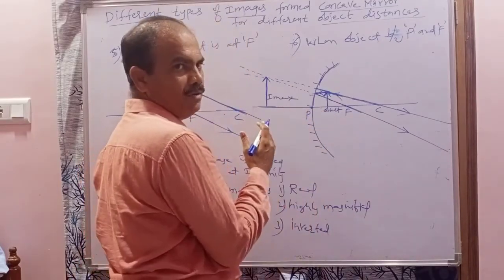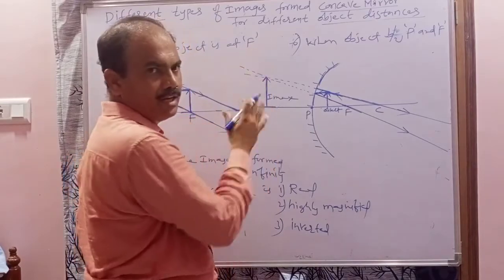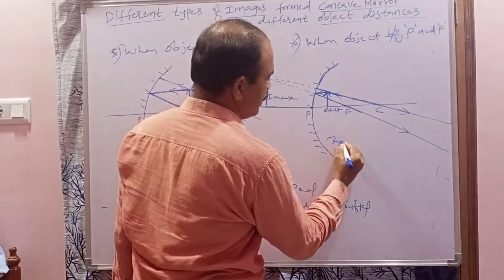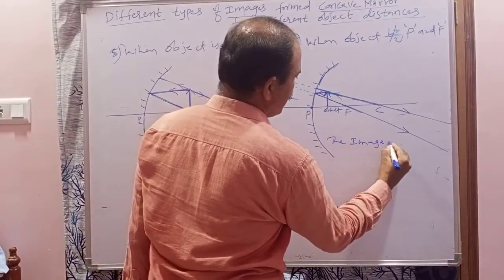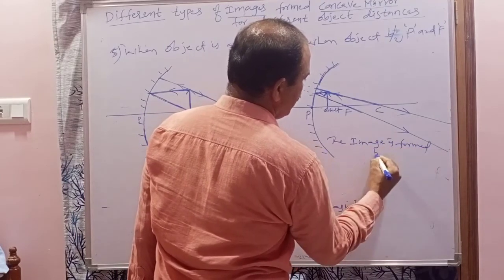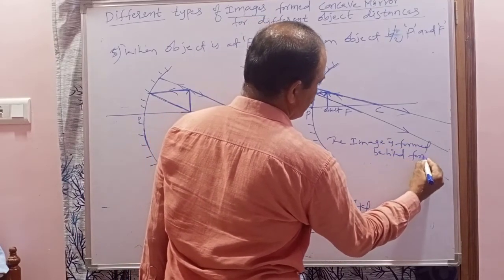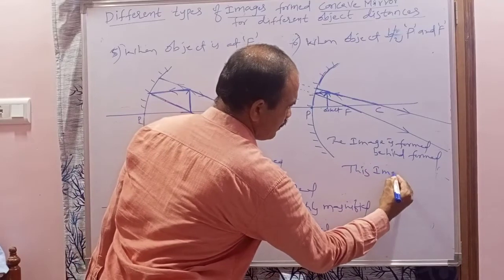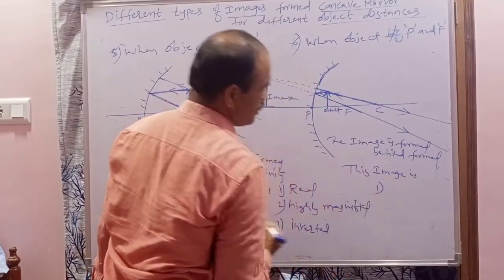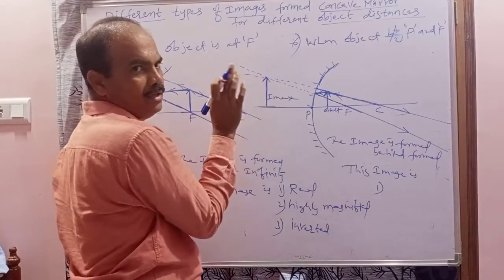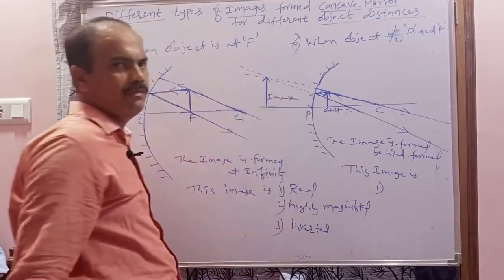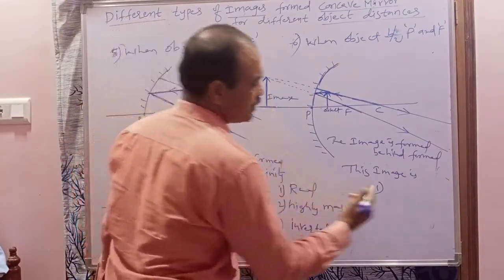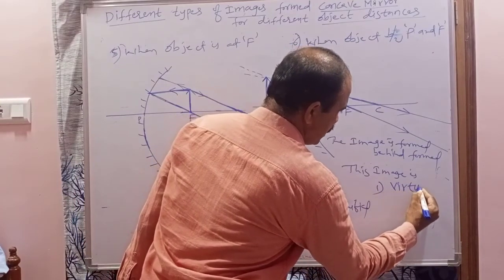Now where is the image formed? When we place the screen here, the image cannot be formed. It is formed behind the mirror. The image is formed behind the mirror. And what are the characteristics of the image? The first one: it does not form a real intersection of reflected rays, because this is the image formed when the reflected rays are extended back. That's why this image is called virtual.